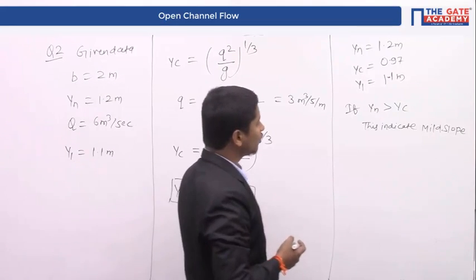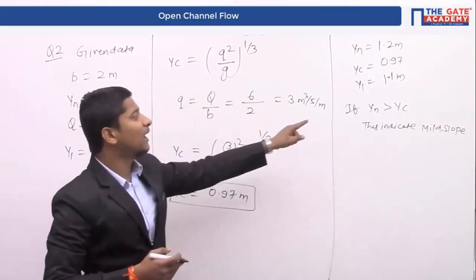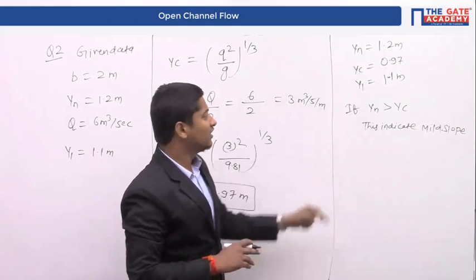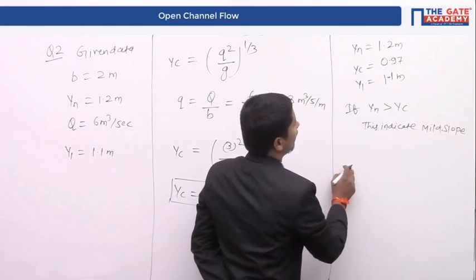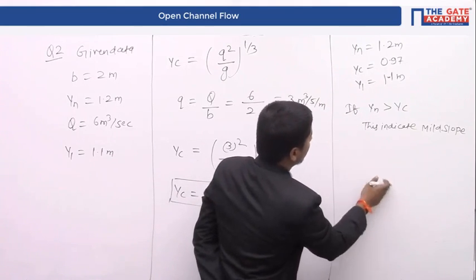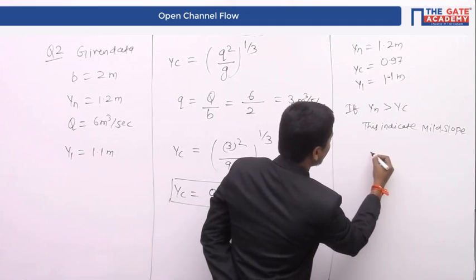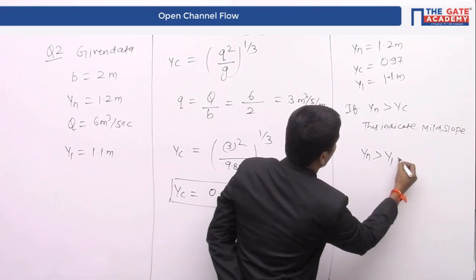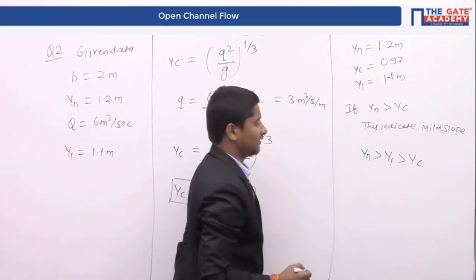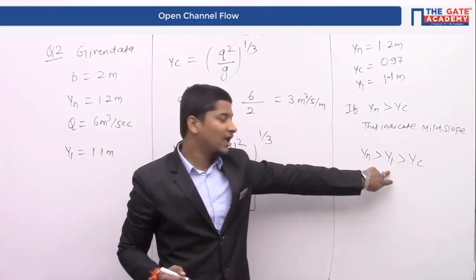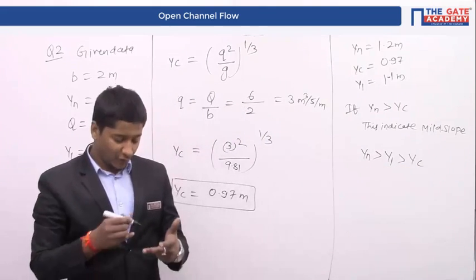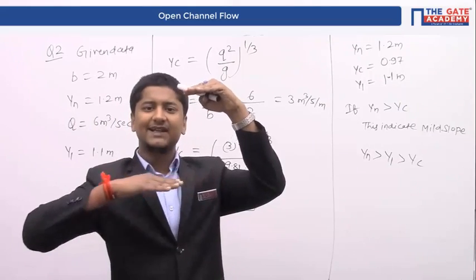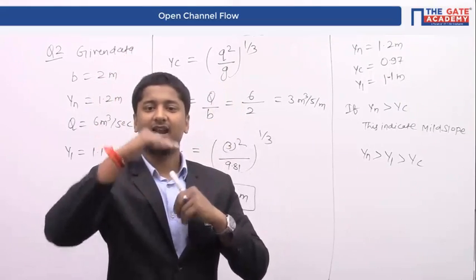So inside mild slope, it means you have to use the particular depth, that is Y1. So you have to compare now all these three values. So if you look at the data, Yn is greater than Y1 and Y1 is greater than Yc. So if you look at this, the water surface slope will exist between the CDL line and the NDL line.